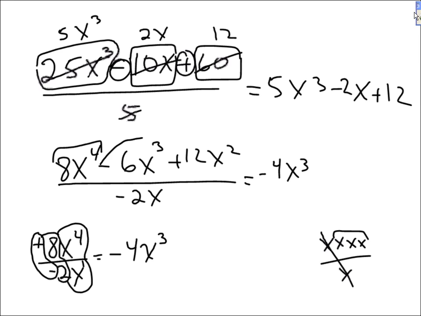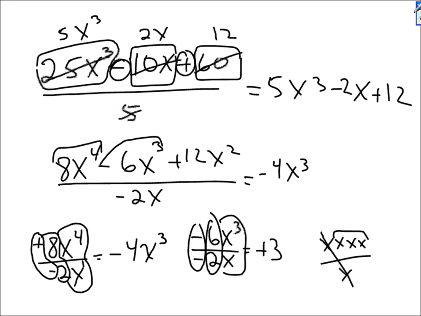Now we need to take the second term, negative 6x cubed divided by negative 2x. Well, a negative divided by a negative is positive. 6 divided by 2 is 3. And x cubed divided by x is x squared.